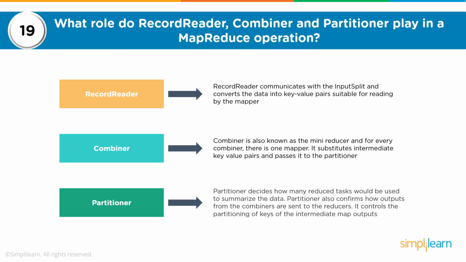Now let's understand about these roles. So what is a record reader, what is a combiner, what is a partitioner, and what kind of roles do they play in a MapReduce processing paradigm or MapReduce operation. So record reader communicates with the input split, and it basically converts the data into key value pairs. And these key value pairs are the ones which will be worked upon by the mapper.